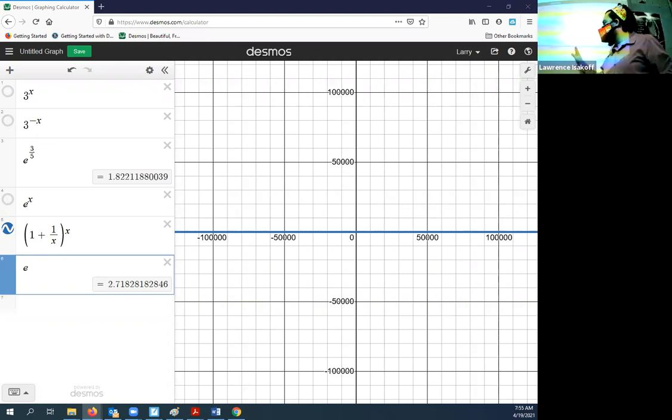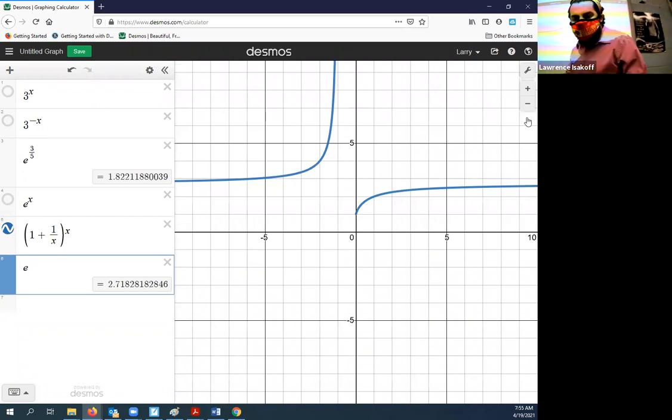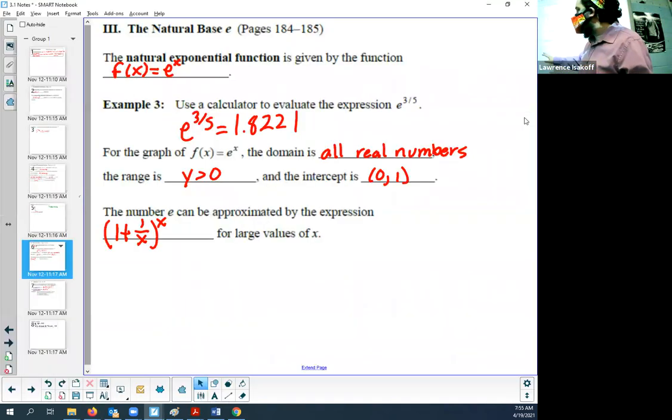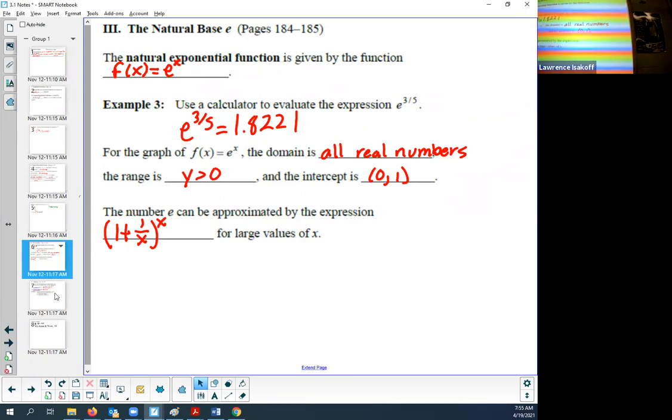So again, that was just merely a fact for you. You do not have to have that memorized or know this. This is just an interesting fact for you. You will not be tested on this. I promise you that.